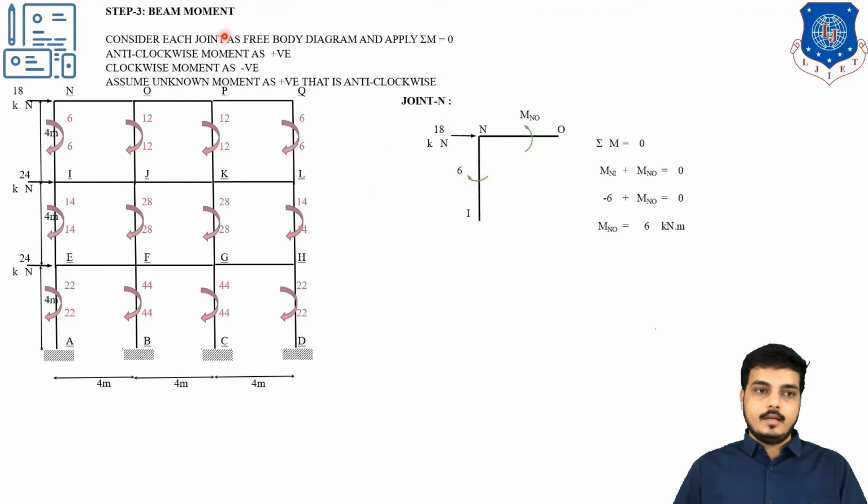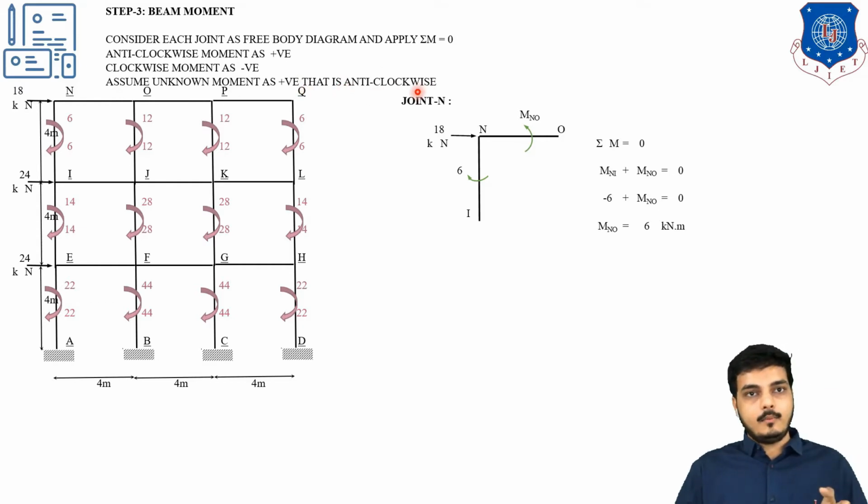which is step number 3, my beam moment. So now beam moment will be found by considering each joint one by one. So consider each joint as a free body diagram and apply summation of moment equals to 0. Here also anti-clockwise is positive and clockwise is negative. Assume unknown moment as positive, that is anti-clockwise.